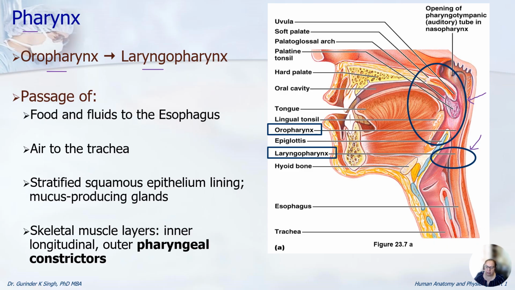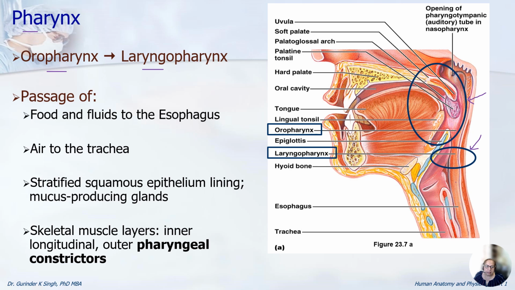Okay, so what is the role of the pharynx region here? It's just a passageway, just passing the food through. Food and fluids go into the esophagus. Remember, the esophagus is here at the back. And it can also control and not allow the food to go inside the trachea.